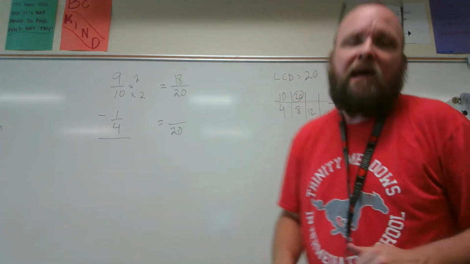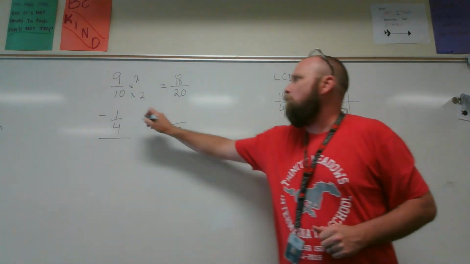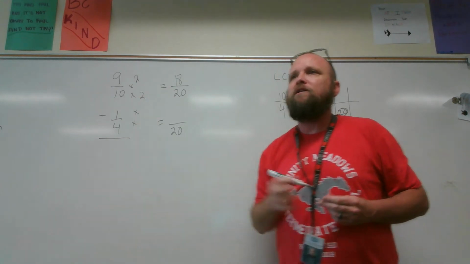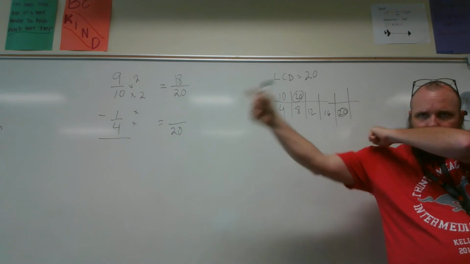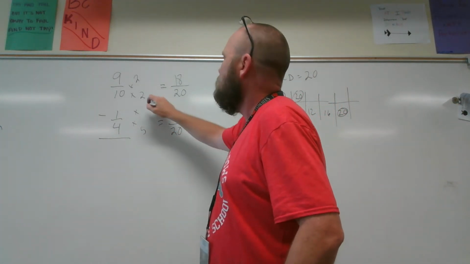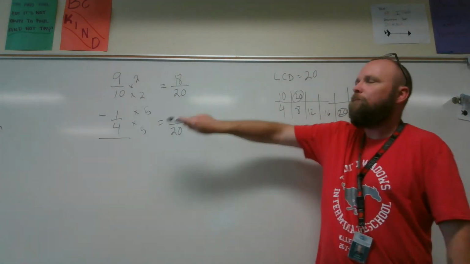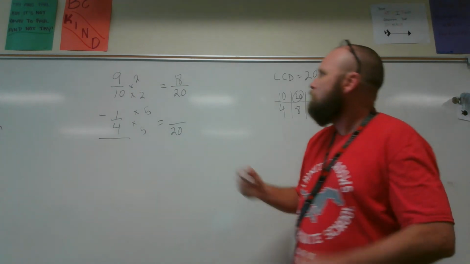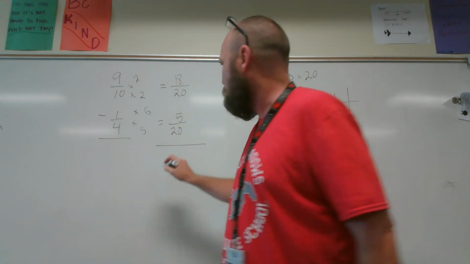And Maddie, who is not here, and Mia. How do I change 1/4 into something over 20 without changing the value? Multiply by 5, because 4 times 5 is 20. Whatever I do to the numerator, I must do to the denominator. What is my new numerator? 5. So now I need to find the difference between 18/20ths and 5/20ths.